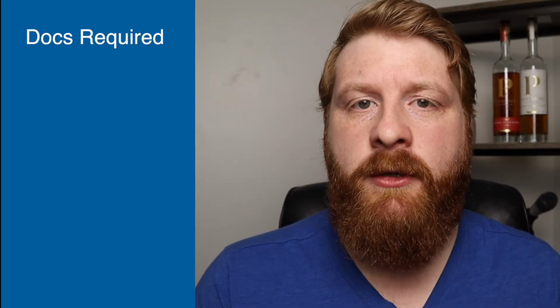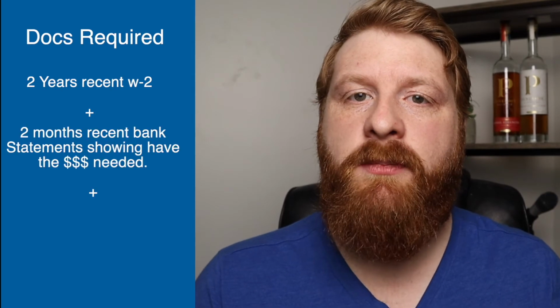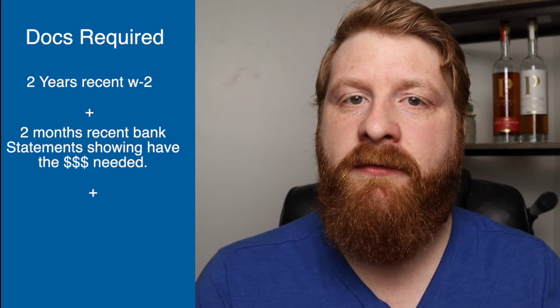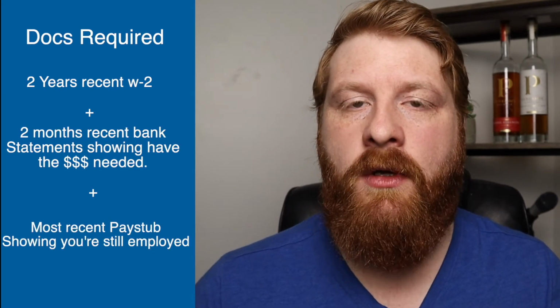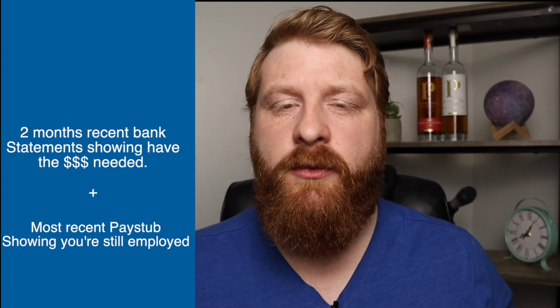So for regular W-2 employment, you're going to want 2 years of W-2s handy. You're going to want 2 months of bank statements showing that you have the money to close in an account. And then you're going to want at least 1 or 2 pay stubs just to show your year-to-date income, showing that you're on pace to make your hourly rate or to make what you made last year.